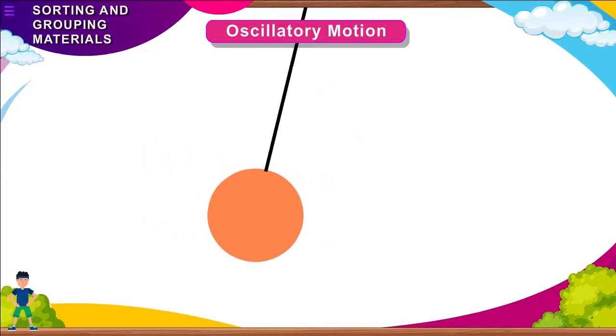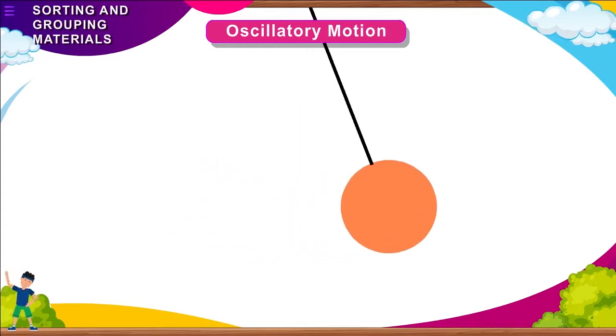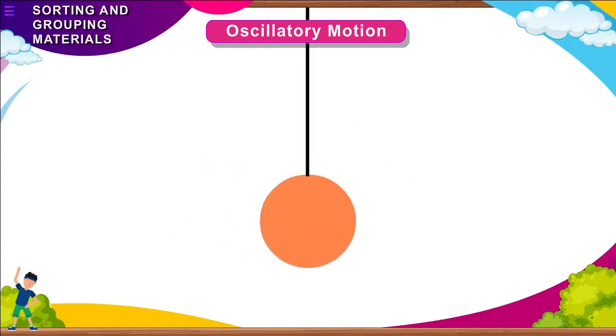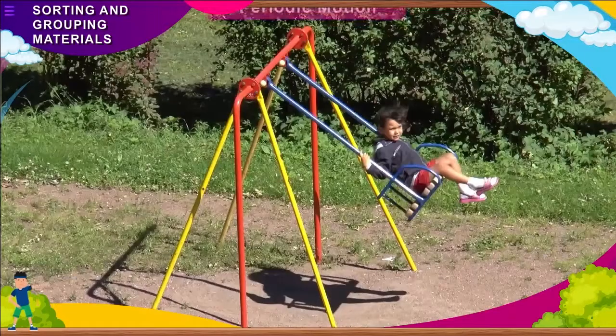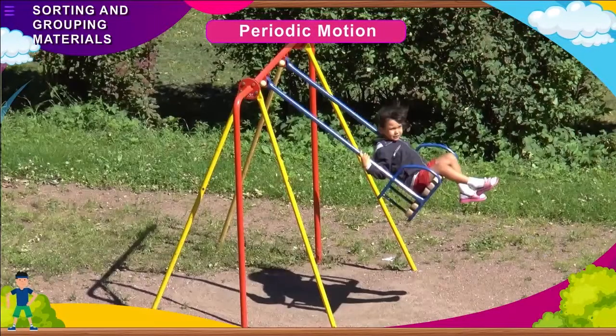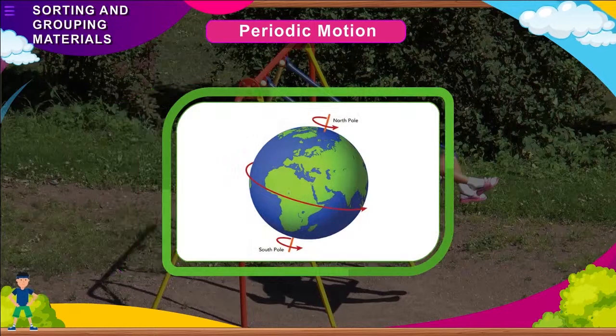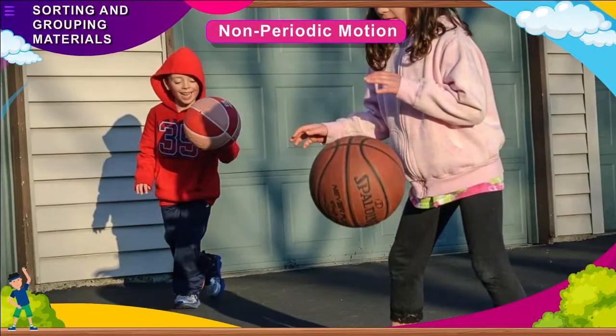Oscillatory motion. When an object moves to and fro from its original position, it is said to be in oscillatory motion. The best example in this category is the movement of a pendulum. In this type of motion, the motion is repeated after a fixed interval of time. Periodic motion. When a particular motion is repeated after a fixed interval of time, it is referred to as periodic motion. Rotation of Earth about its axis every 24 hours is an example of this kind of motion.